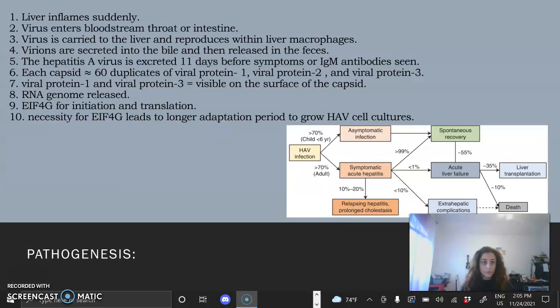So for Hep A, the liver will inflame suddenly. After ingestion of contaminated food or drinks, the virus will enter the bloodstream through the epithelium of the oropharynx, which is the throat, or the intestine, and the virus is carried to the liver by the blood and reproduces within liver cells. These are hepatocytes or Kupffer cells. They're also known as liver cells. The virions are secreted into the bile and then released in the feces.